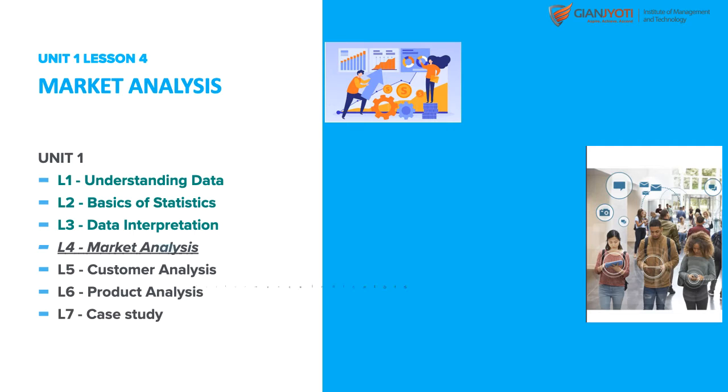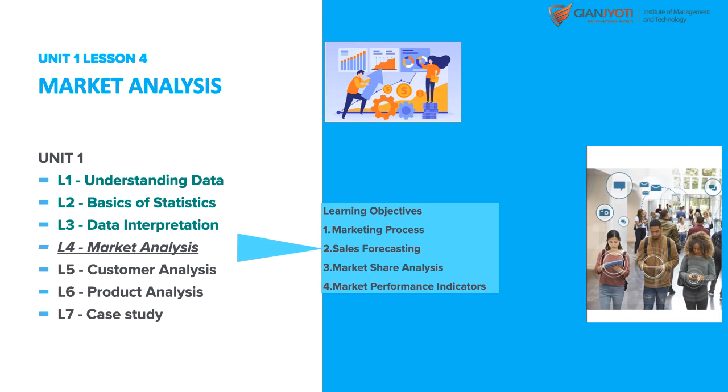So let me talk about the learning outcomes from this lesson on market analysis. We'll be looking at four things. Number one, we'll try to review the marketing process which you have been reading in your marketing classes so far. And then we'll take an example of Airbnb through which we'll try to understand the process in depth.